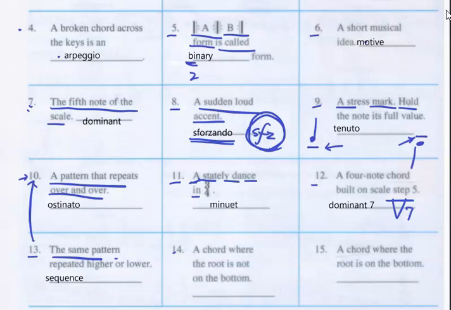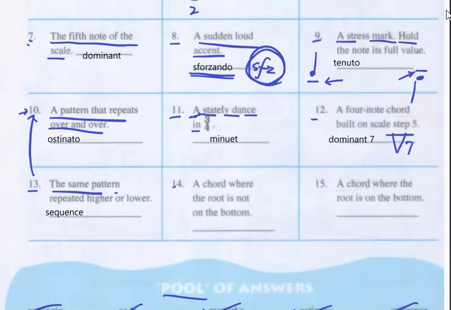Number 14. A chord where the root is not on the bottom. So it's a chord, but like this, I just play the root position chord. But if the root is not on the bottom, like this, you can shuffle the notes. Chord inversion. We were talking about inversions in previous videos. Chord inversion.